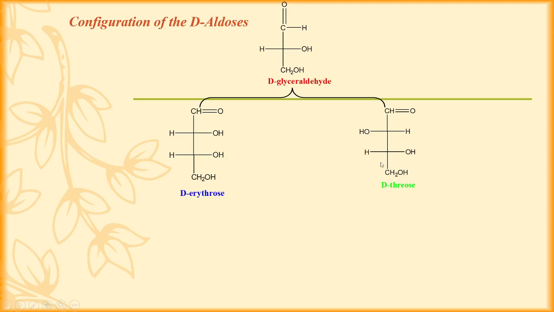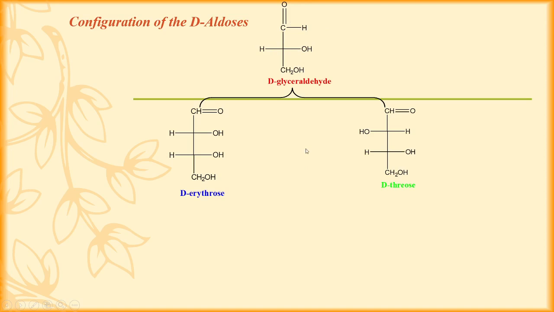And in this molecule, here also the penultimate functional group, that is this OH, is on the right hand side, therefore here we write the D-threose, because this OH and this OH are on different sides. So remember one thing while writing the structures for these aldoses: the first molecule is D-glyceraldehyde, and this D-glyceraldehyde is a triose molecule.